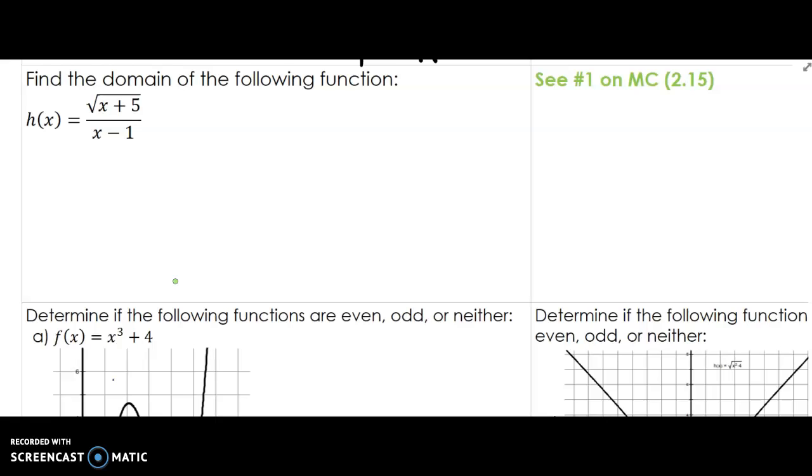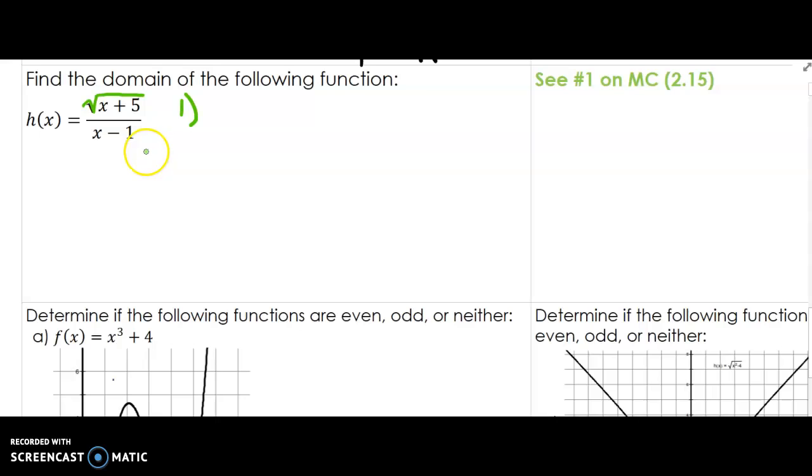We have a fraction, the square root of x plus 5 divided by x minus 1. And I have an even root, this square root of x plus 5. The reason these are issues for us, and we have to really consider them when we're thinking about what the domain of our function might be, is because first, for a fraction, we can never divide by 0.